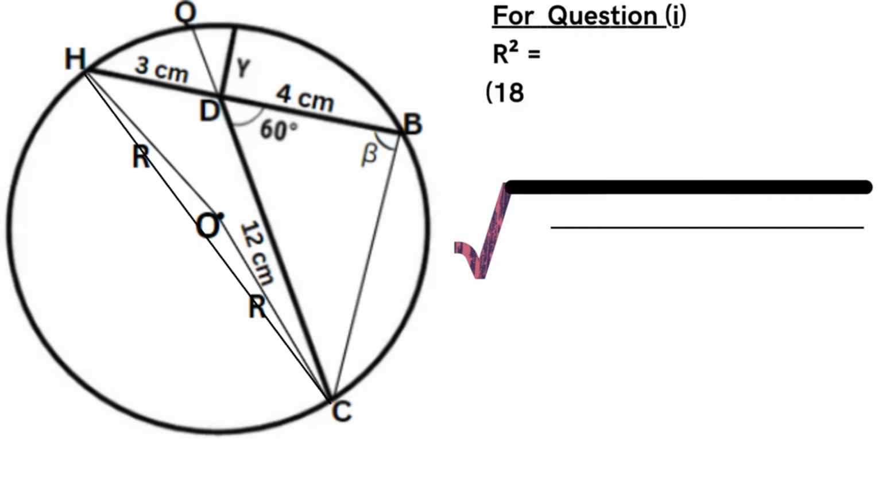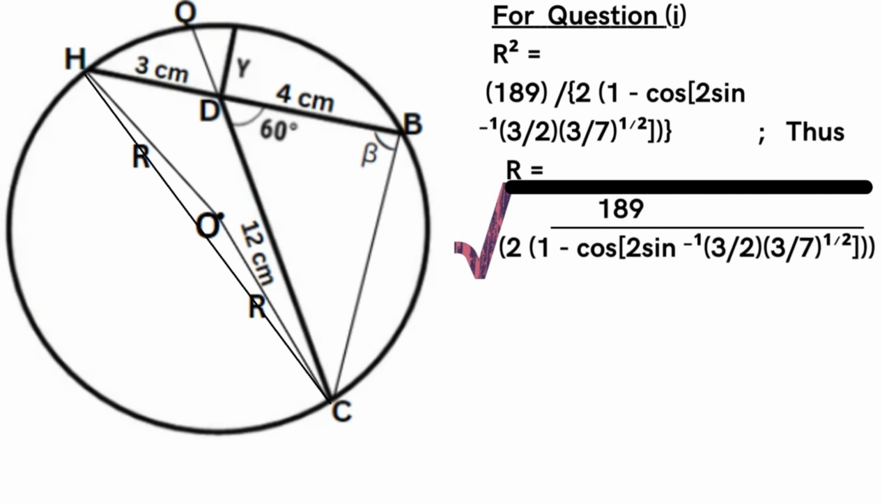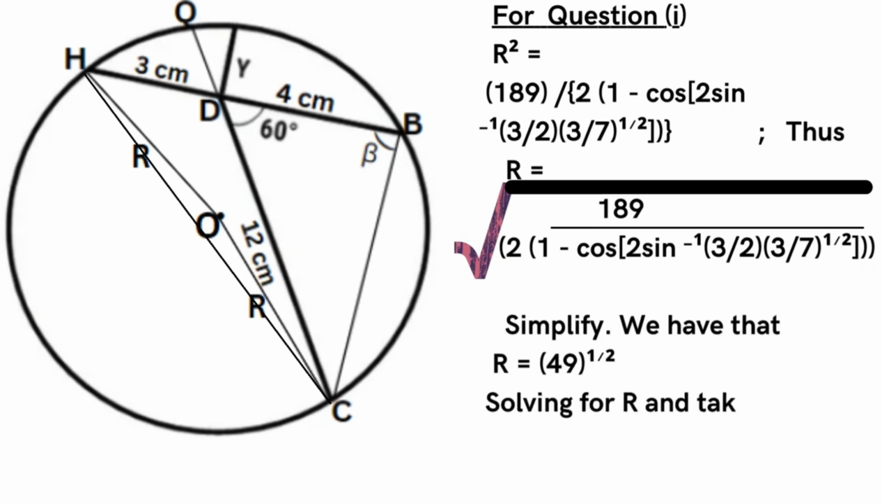the square of R is the combination of given values and our derived values. We are now solving for question I specifically. Find the square root of the equation and simplify to get that R is the square root of 49, a perfect square that simplifies to 7 centimeters. Therefore, R equals 7 centimeters.